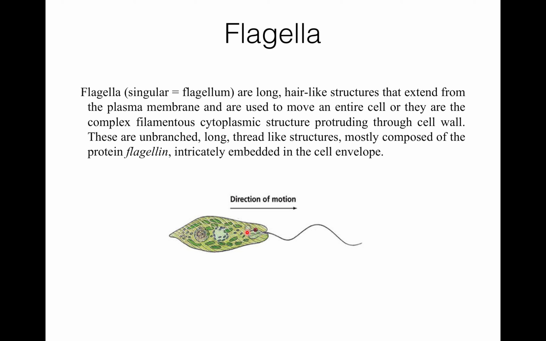Examples are Euglena and Trichonympha. They are present in sponges on the collar cells, in coelenterates on gastrodermal cells, and on the spermatozoa of animals. So, cilia are found in all ciliate protozoans and flagella are found in all flagellate protozoans.